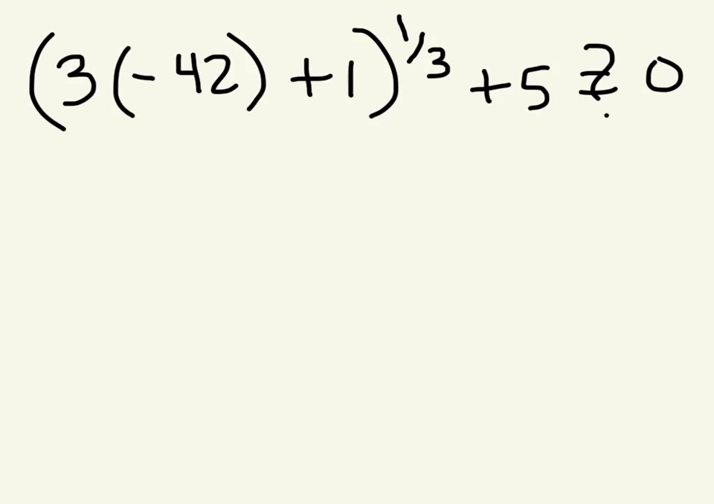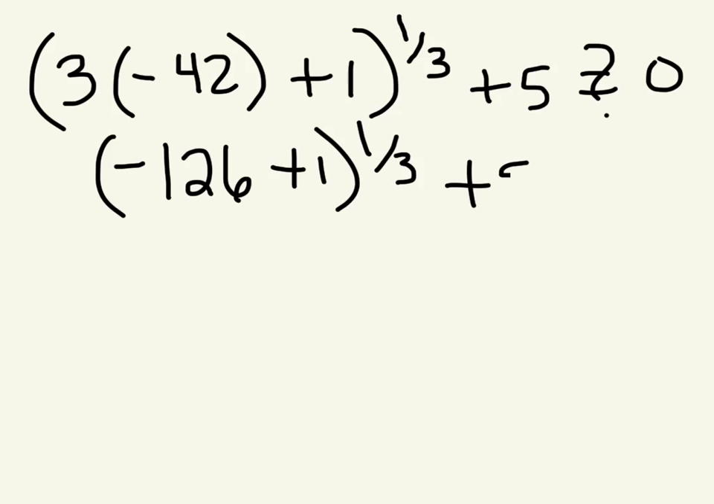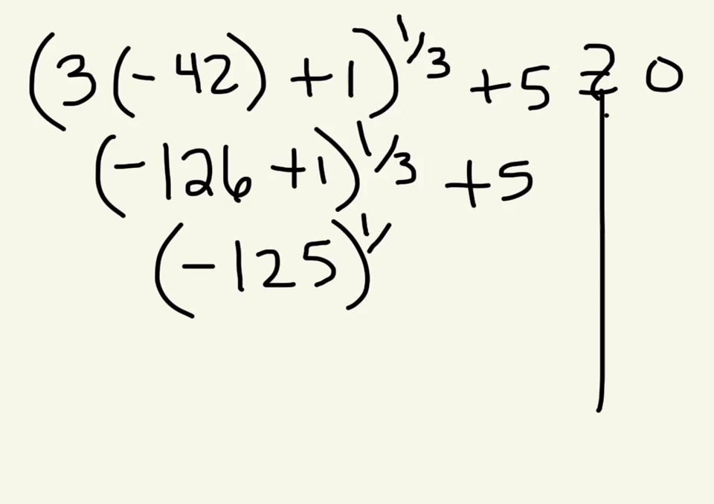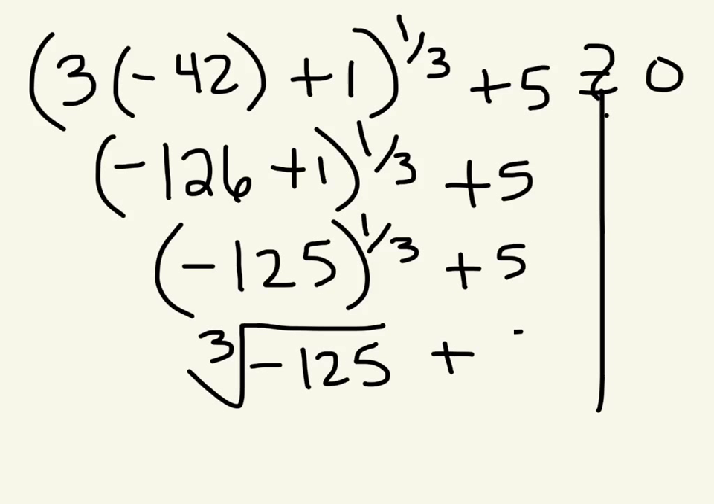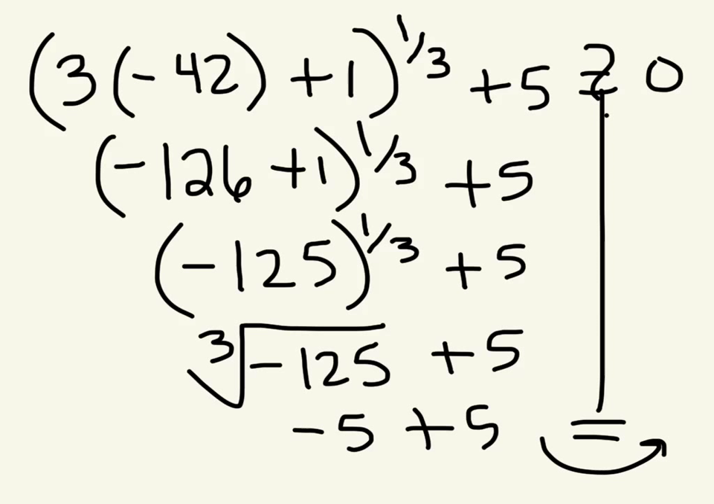So let's simplify this left side. 3 times negative 42 gives me negative 126 plus the 1, again, all raised to the 1/3, plus the 5. We want to see if we end up with 0 in the long run. Negative 126 plus 1 is negative 125. And remember, this exponent of 1/3 denotes the cube root of negative 125. And what is the cube root of negative 125? That would be negative 5. When I combine negative 5 with 5, we do in fact get 0. So our equation works. Therefore, x equals negative 42 is our final solution.